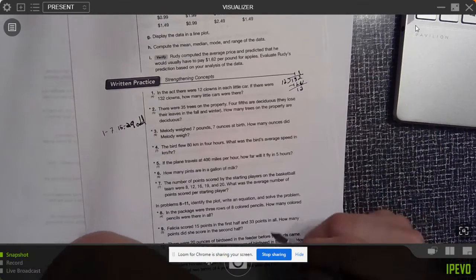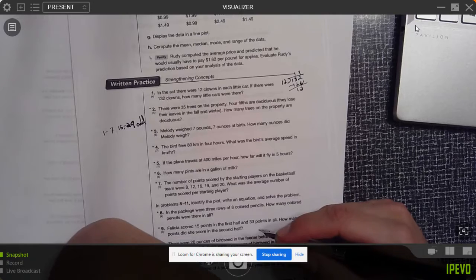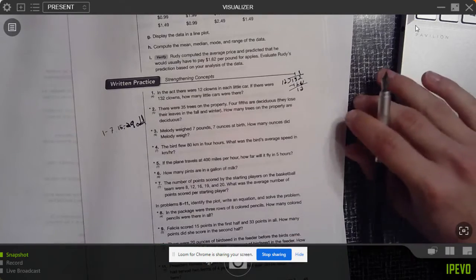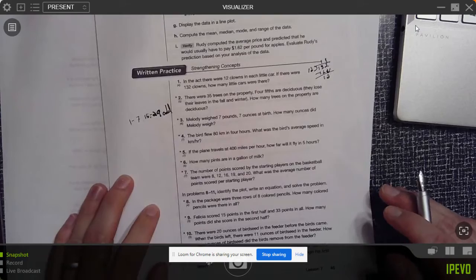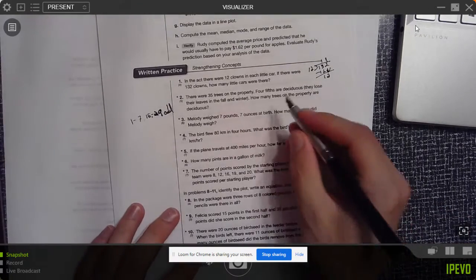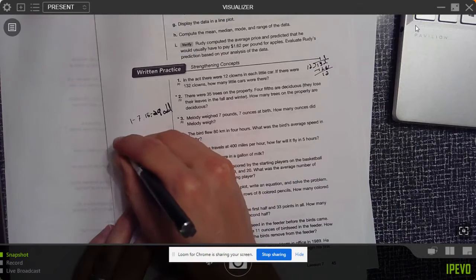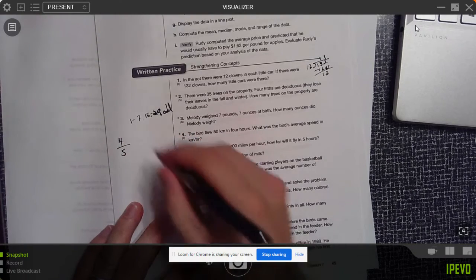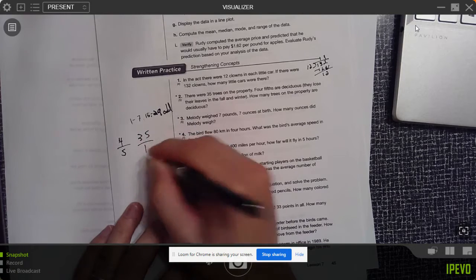11 cars. 35 trees on the property, 4/5 were deciduous, as in they lose their leaves in the fall and winter. Great word, deciduous. Great Scrabble word too, if you can pull it off. So 4/5 of the 35 trees.